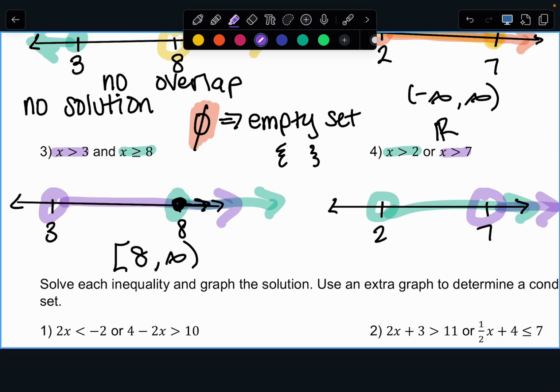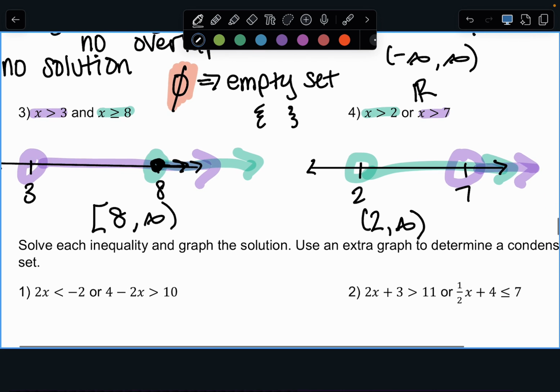Okay, here, it's an or. Do I need one color or two colors? One. I just need one. Where does my color start? At 2. Is 2 included? No. Okay, so we start at 2, not included. When does my color end? Infinity. I have both colors going this way, so infinity.